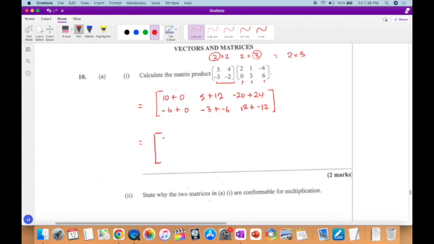And now it's just a matter of finishing the product. So you can see that we'll have 10 over here. 12 plus 5 will give us 17. We will have negative 4 on this side. Over here we'll have negative 6. We will have negative 3 minus 6 is negative 9. And then over here we'll have 0. And this is our product.